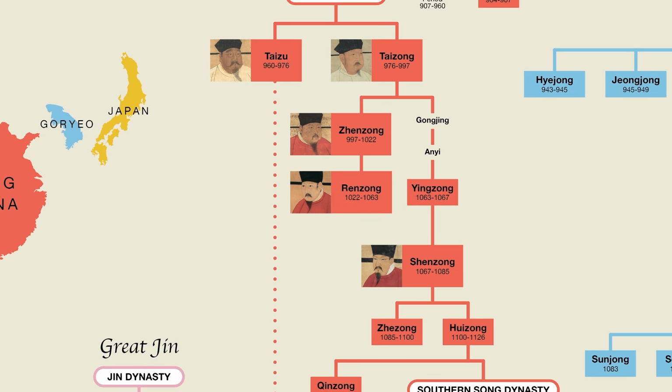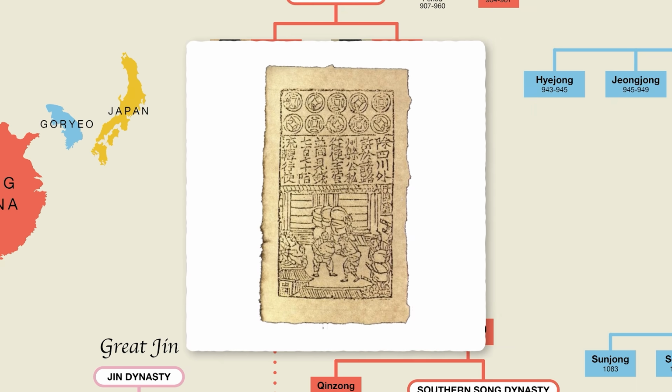Now, the most important thing to note about the Song dynasty period is its technological achievements, 4 in particular, all of which were major improvements on the 4 great inventions of ancient China. The first was paper currency. While paper itself was invented during the Han period, and paper notes were sometimes used during the Tang period, it wasn't until the Song era that the government started issuing official paper currency.